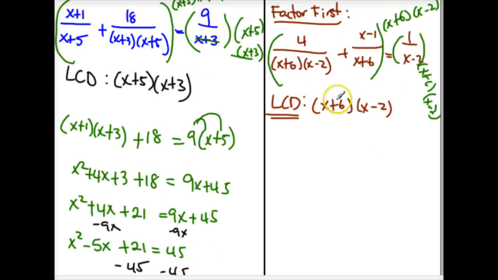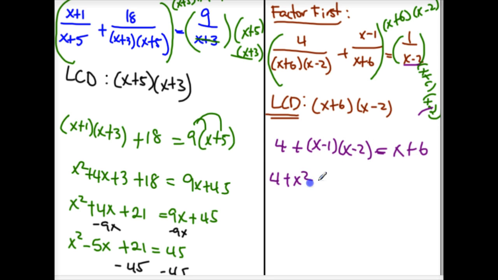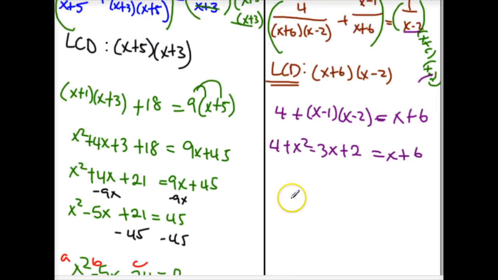Now let's look at this. These are all canceled, so I am now left with 4 by itself, plus the 6 is canceled, so I'm left with x minus 1 and x minus 2. The 2's are canceled here. 1 times that is actually the same thing, which is x plus 6. Box method, this becomes 4 plus x squared minus 3x plus 2 is equal to x plus 6. Let's just combine some like terms here. This becomes x squared minus 3x plus 6 is equal to x plus 6.